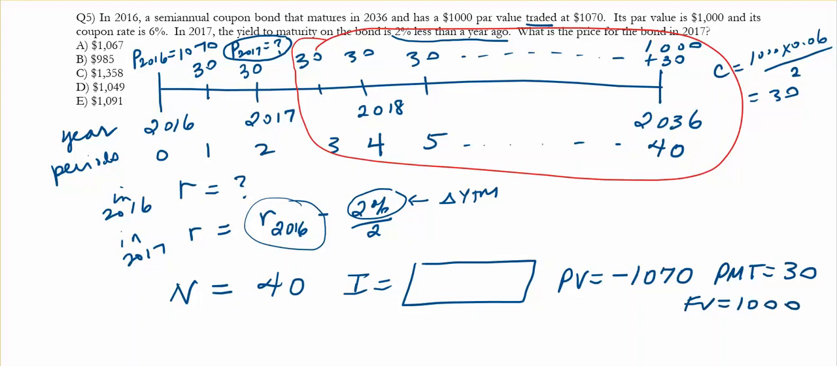It's worth pausing here to note that PV is negative, PMT and FV are positive. If you have a hard time remembering that, consider if you were the investor in the bond, you would have to buy the bond at 1070 in exchange for receiving coupon payments of $30 every 6 months and $1,000 at par. So payment and FV must have the same sign. PV has to have the opposite sign. So go ahead and put that into your calculator. N equals 40. PV equals negative 1070. PMT equals 30. FV equals 1000. Solve for I.